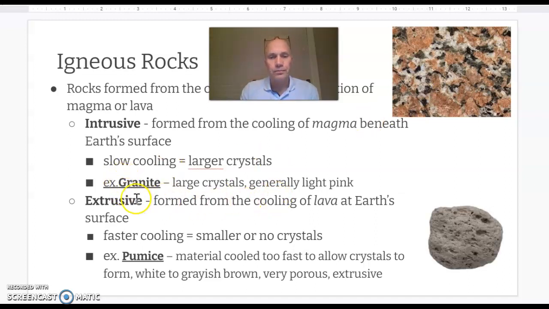In contrast to an intrusive igneous rock, which forms underground, we also have extrusive igneous rocks, which form on the surface of the earth. A classic example of that is going to be this rock right here called pumice. This forms from lava that gets shot out of volcanoes. You'll notice that there's a lot of holes in it. One thing that pumice is famous for is that it's the only rock that will float on water. If you took this rock and threw it into a pool, it wouldn't sink.